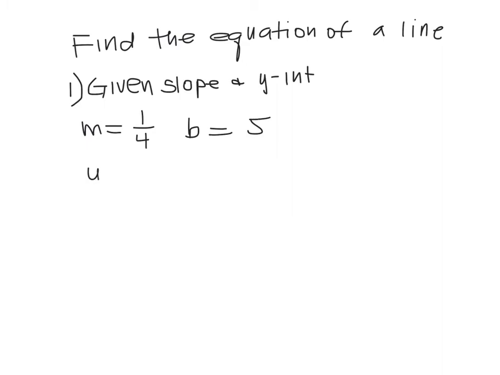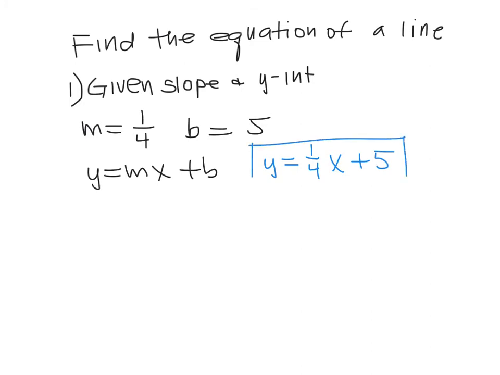So what we want to do is write down a linear function in this form, y equals mx plus b. So if we're given those two pieces of information, we just need to make replacements, and we get y equals, replace the m with 1/4, replace the b with 5, and that's the equation of the line.